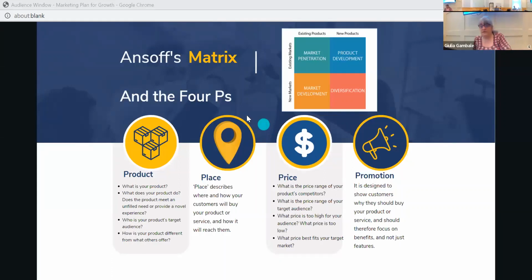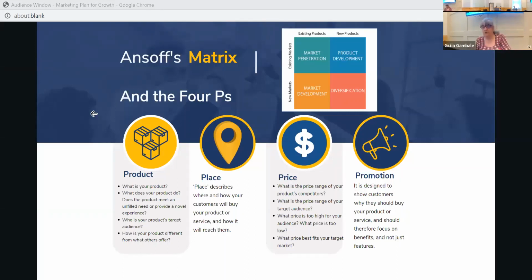So there's that price range of your products and your competitors' products. Okay, do you have the information about your competitors and what they charge for their products or services? Okay, so what is the price range that your target audience feels comfortable paying for your product or service? That's another thing to take into consideration. What price is too high for your audience? What price is too low?